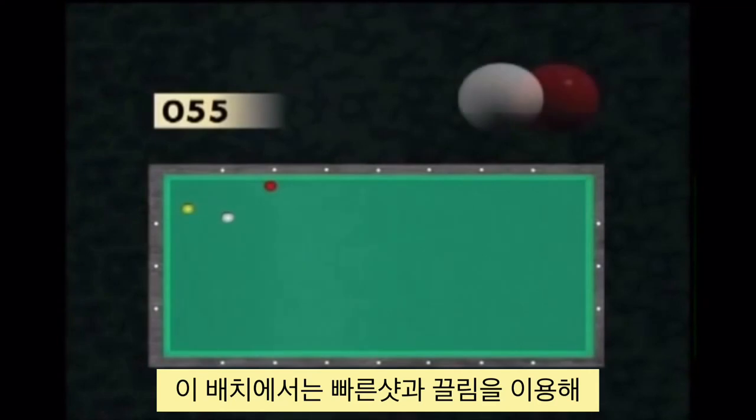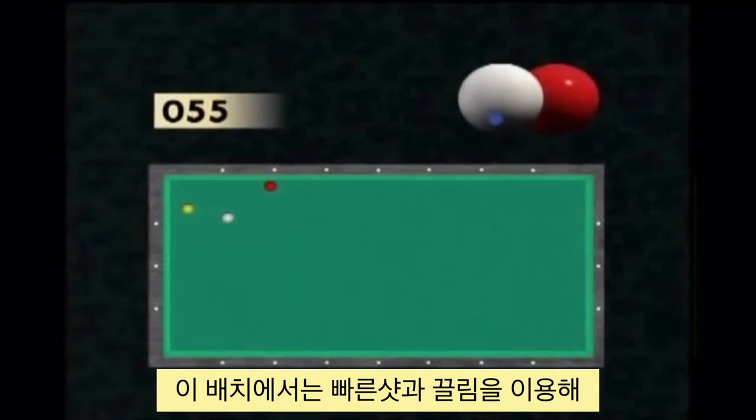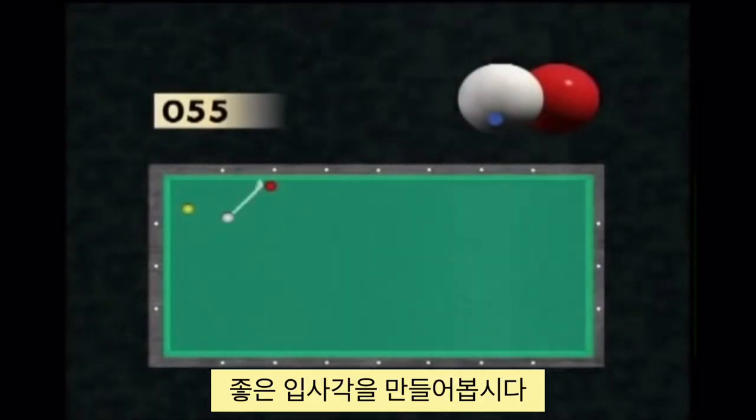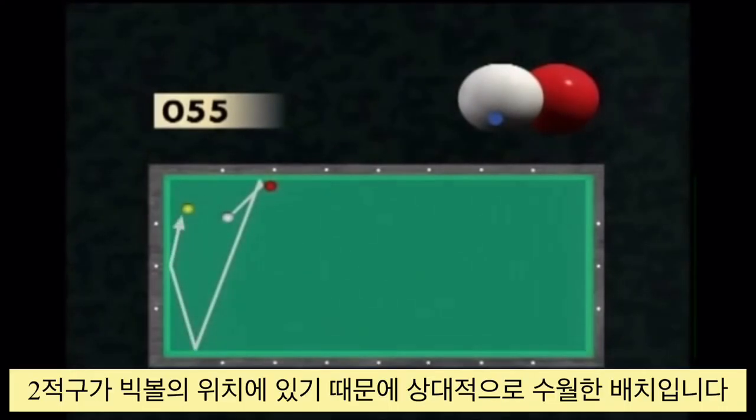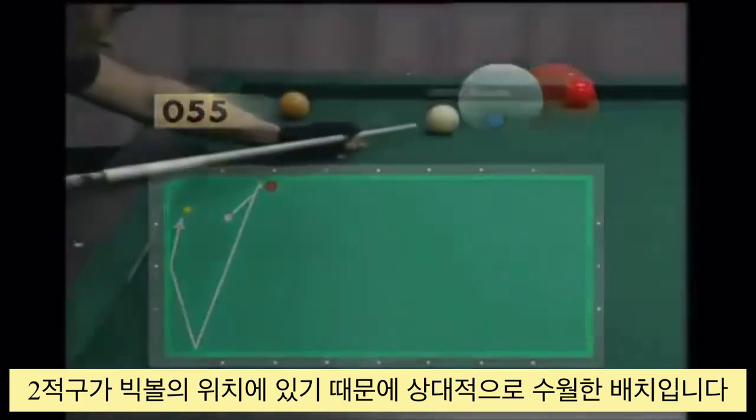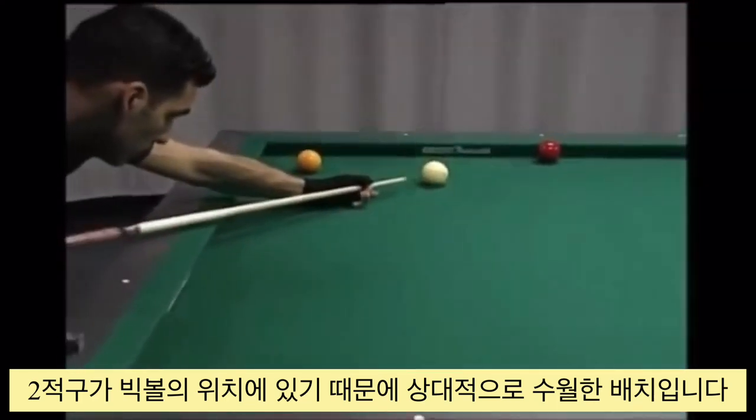The bottom draw shot requires a rapid movement. It is important to hit the cue ball well, since this will determine the incidence. This shot is relatively easy to play, since the entry angle on the yellow ball is very favourable.